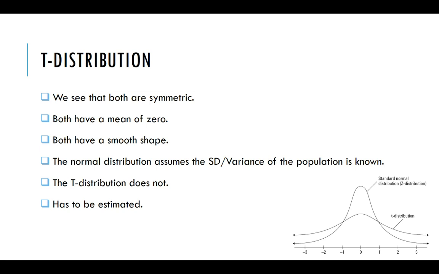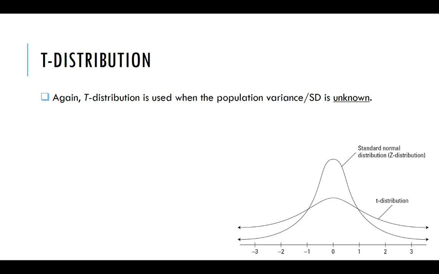So we have this difference. They look different, right? As I said, I'm going to show you in a minute that they might get closer together as we have more observations, but one assumes that we know the standard deviation of the population, while with the t-distribution, we need to estimate. So again, the t-distribution is used when the population variance or the standard deviation, remember they're related to each other, one is the square root of the other or the square depending on which direction you're going, is unknown.